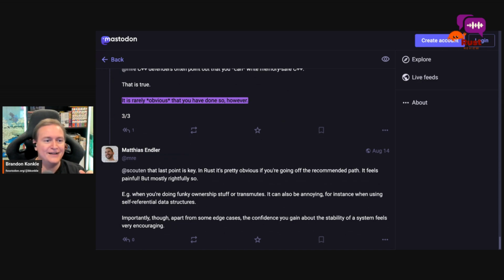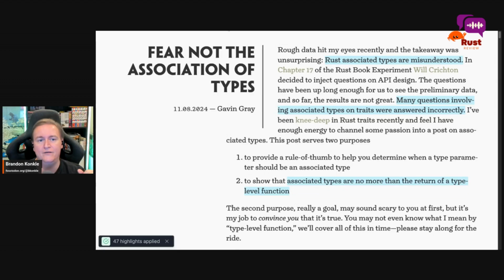All right, next up, I'm going to talk about associated types. This is an article from Gavin Gray called "Fear Not: The Association of Types." Love the dramatic title for it. So associated types are actually a really strong feature of Rust. This is one of the features of Rust's high-level type system, and it's a great developer experience that I think really contributes a lot because it really helps with strong inference.